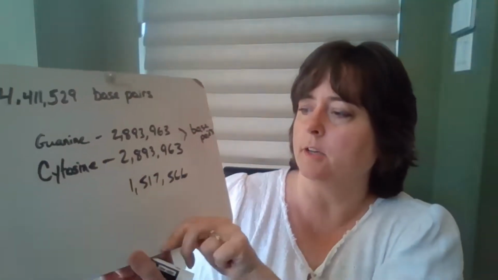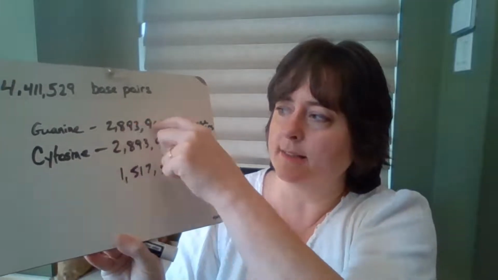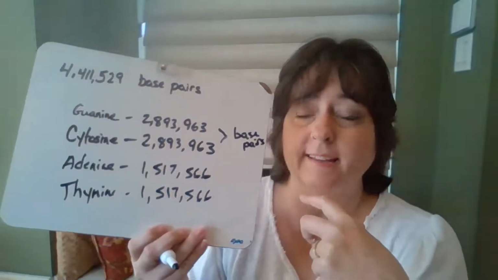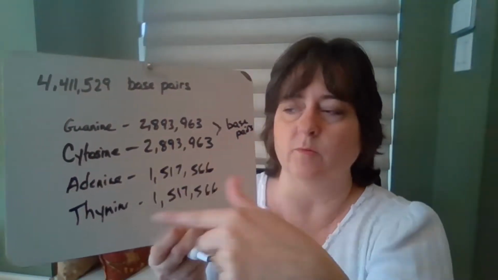All right, so again, if I'm talking about pairs, this number plus this number is going to add up to a base pair. So that's going to be the adenine. I'm going to get the same number for the thymine, and that's going to give me what the problem asked for. And remember, the problem asked for how many cytosines, adenines, and thymines you have. So this is going to give me my answer.